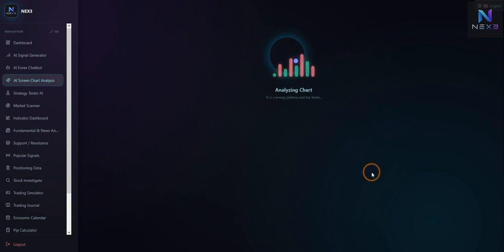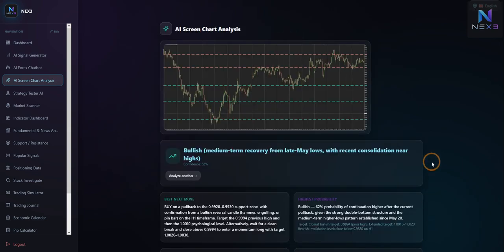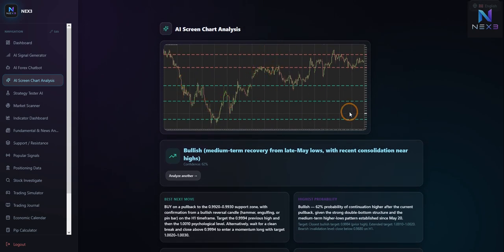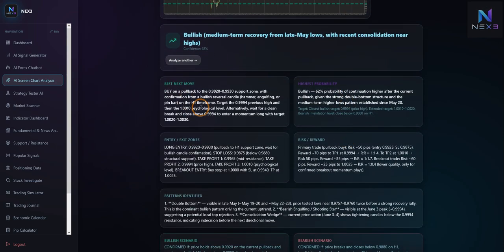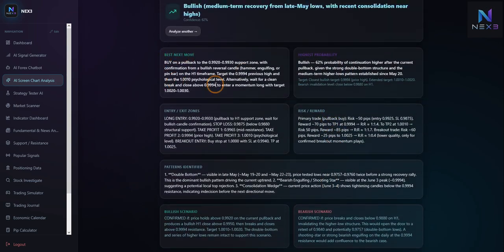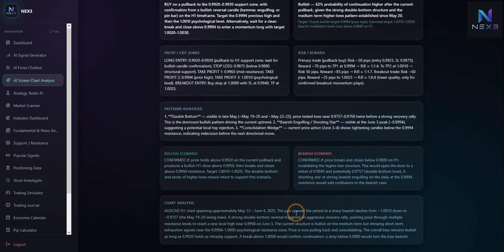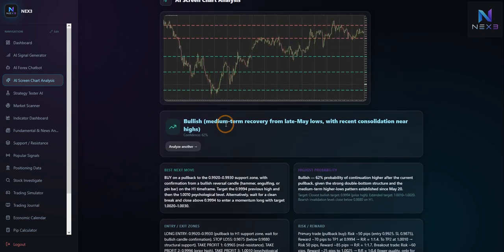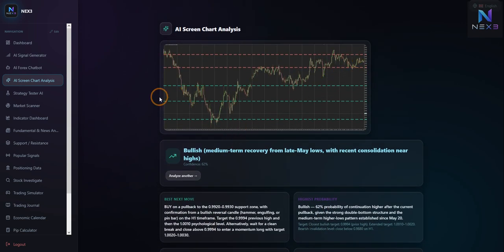AI Screen Chart Analysis. The third tool, AI Screen Chart Analysis, brings computer vision into your trading. Have you ever wanted a second opinion on a tricky chart pattern? Simply upload a screenshot of your current chart, and our proprietary AI instantly analyzes the formation. It will identify breakout points, flag potential reversals based on candlestick patterns, and tell you what the most probable directional move is for the next few candles.